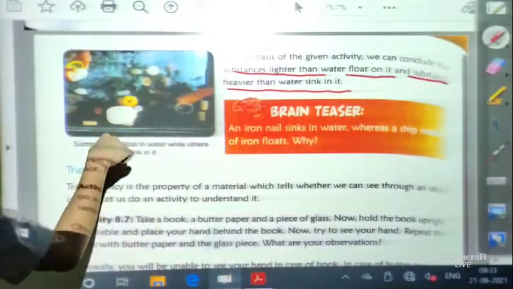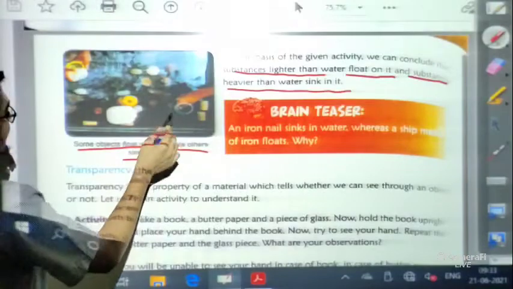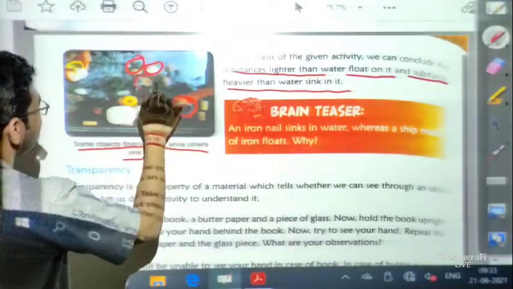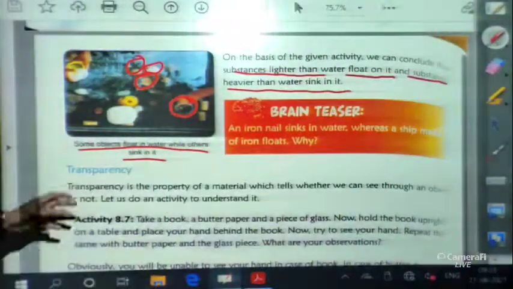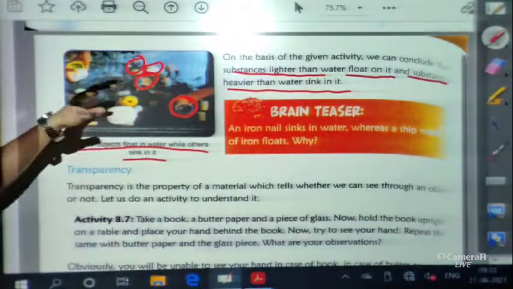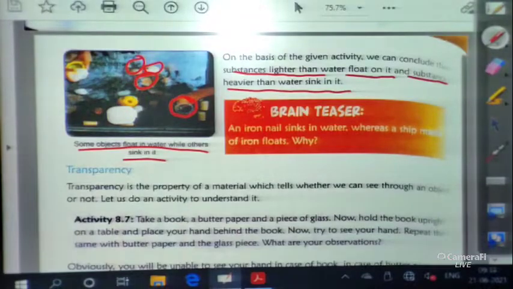You can see here in the picture that some objects float in the water while some others sink in it. You can see that this is a plastic material, it can float on the water. There are some stones, they have sunk in the water. So many materials are there which can float, those are lighter than water, and those materials which are heavier than water can sink in the water.